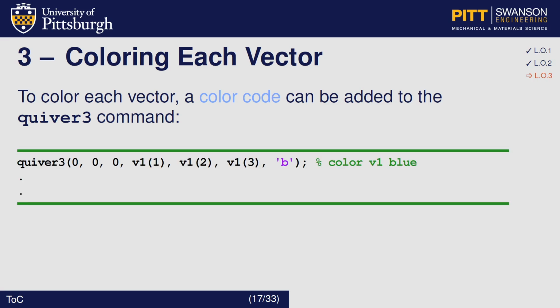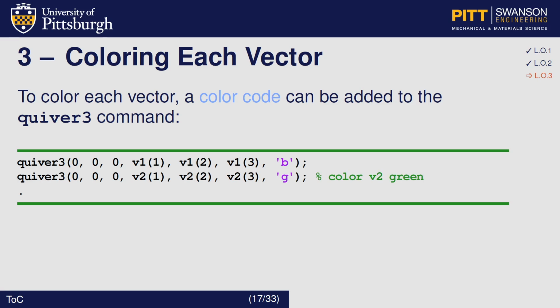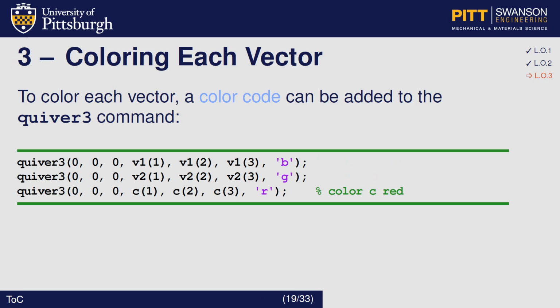We'll color V1 in blue using the B in quotes. Then we'll color V2 in green using the G in quotes. And then C will be colored red using the R in quotes.